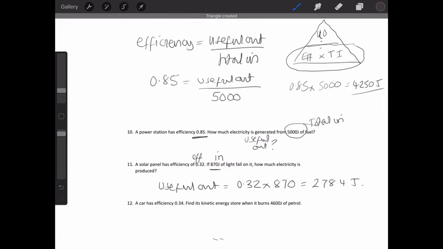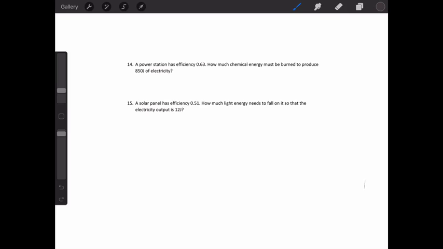Some of these questions then go on to practice the same rearranged version of the equation. You get as far as question 14. First of all, you're pretty awesome at working out efficiency questions. But if you do get this far, the rearrangement of the equation is slightly different now, because here we're told the power station has an efficiency and they want to know how much chemical energy must be burnt.